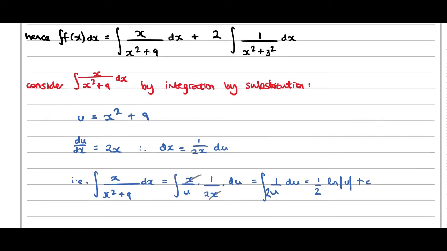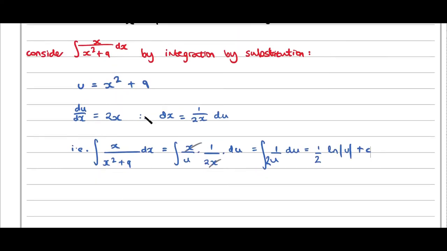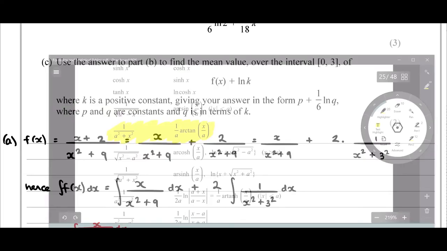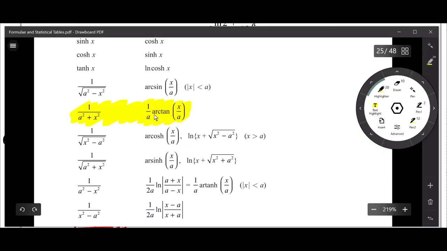Okay? And knowing that u is equal to x squared plus 9, we can therefore conclude that the integral of x over x squared plus 9 with respect to x is equal to 1 half times the natural log of x squared plus 9 plus c. And with that being said, we can also find the integral of 1 over x squared plus 3 squared. In the formula book, we found that to be 1 over a times the arctan of x over a.